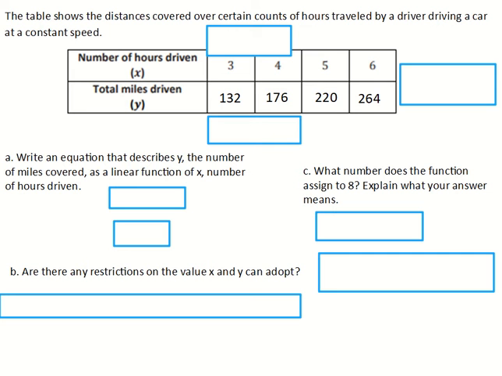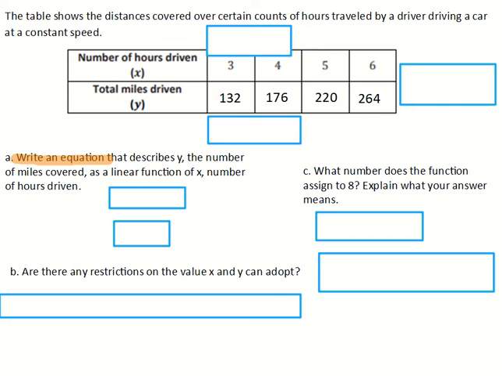If we look at the next point, we have (4, 176). That means if the driver drives for 4 hours, he would have driven 176 miles. So, part A says write an equation that describes y, the number of miles covered, as a linear function of x, number of hours driven.